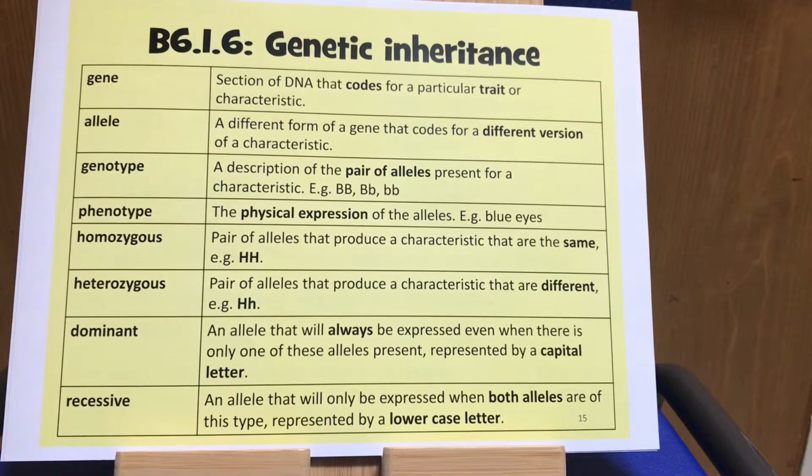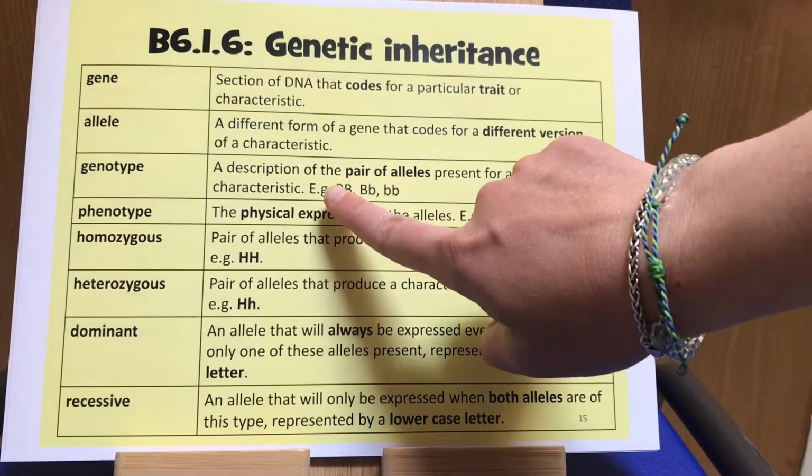Then we have an allele. An allele is probably the most difficult word for people to remember. It's the different version of the gene. So it could be that the gene is for eye colour, and it could be that the allele is brown or blue. It's the version of that particular trait. The genotype is any two alleles together.